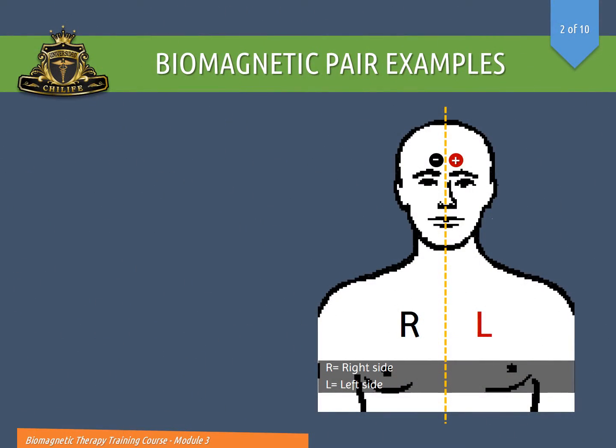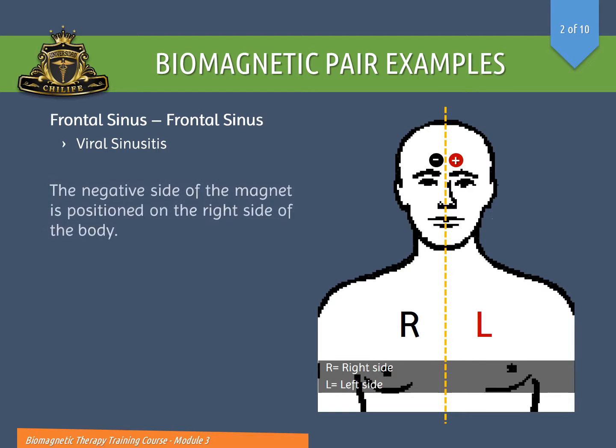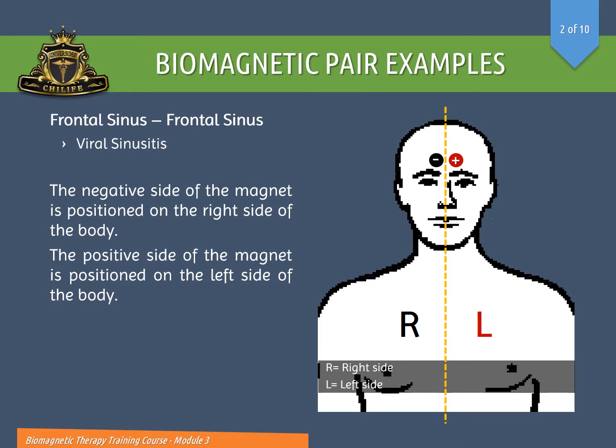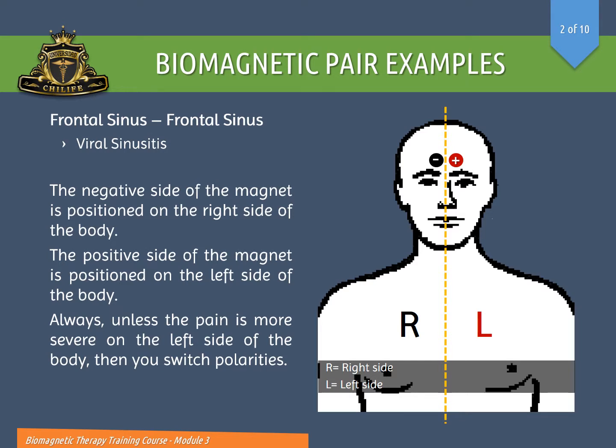Biomagnetic pair examples. This example shows a frontal sinus pair. As you can see on the graphic, the negative side of the magnet is positioned on the right side of the body, and the positive side is on the left side of the body. This is the exact configuration we should always use: negative on the right, positive on the left. Unless the pain is more severe on the left side, then we will switch polarities and position the negative side on the left and the positive side on the right. I will explain this in more detail with more examples later on.